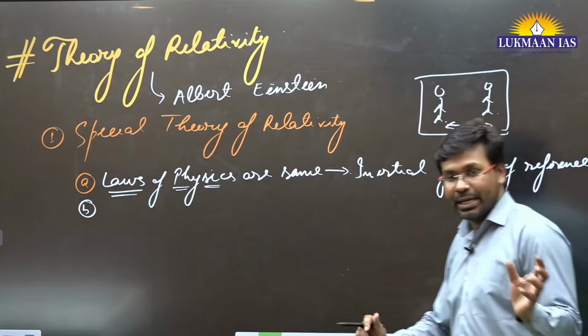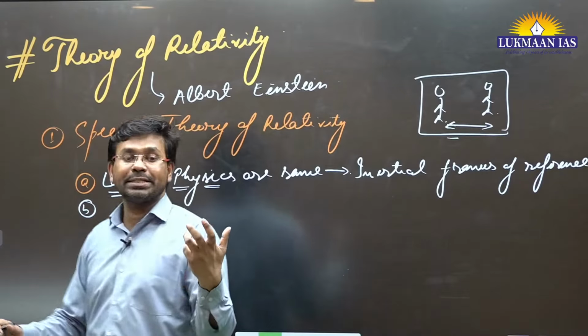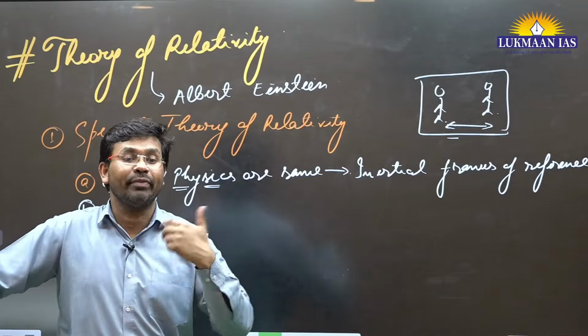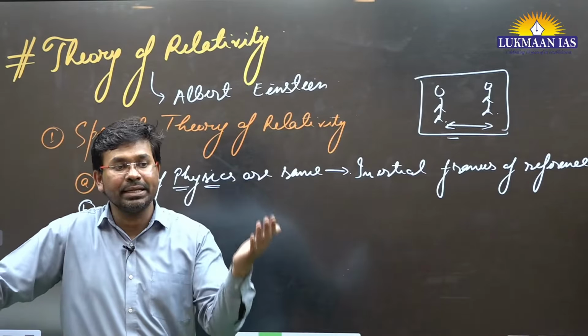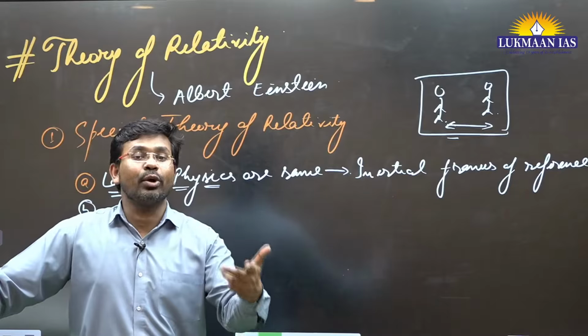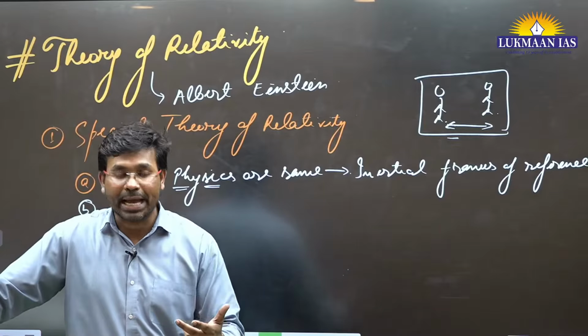However, on the basis of this special theory of relativity, we can see various counterintuitive effects. What counterintuitive effects? Last time we discussed that time dilation happens, length contraction happens. What do we mean by time dilation?